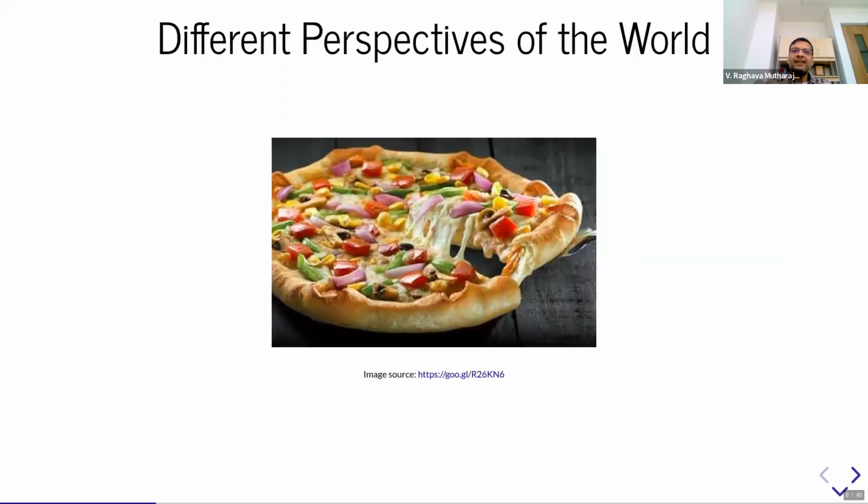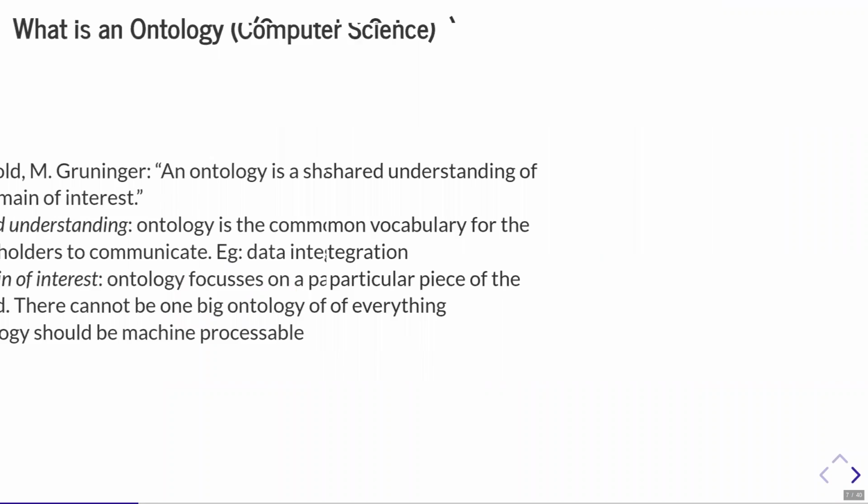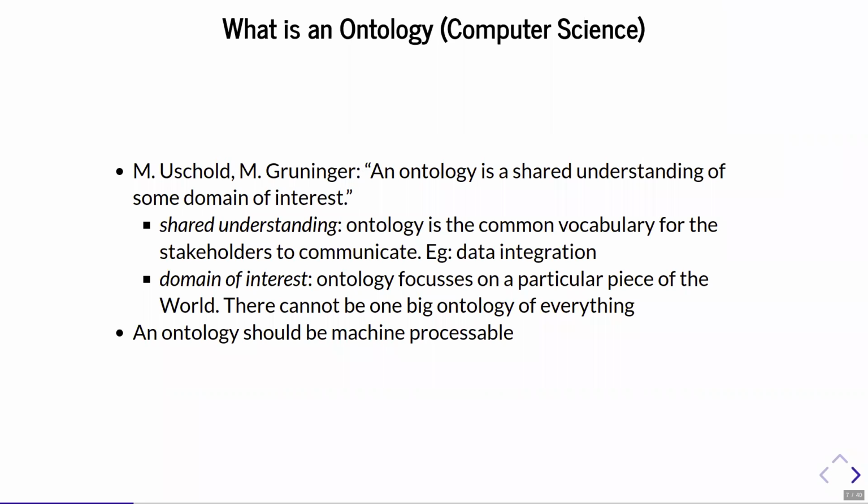Okay, so this is just an example. I'll quickly go over it. Sorry. When you say there cannot be a big ontology of something, is it a mathematical impossibility or is it a practical difficulty? Okay, so when I say that there cannot be a big ontology, right?